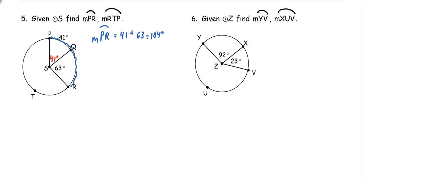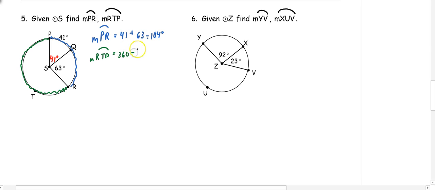The other arc that we are looking for is RTP. So R to T to P. Now, an easier way to find this is that we know a whole circle has to be 360 degrees, and we're not including the part we just found. So the measure of RTP is equal to 360 minus the arc we just found, which gets us 256 degrees.